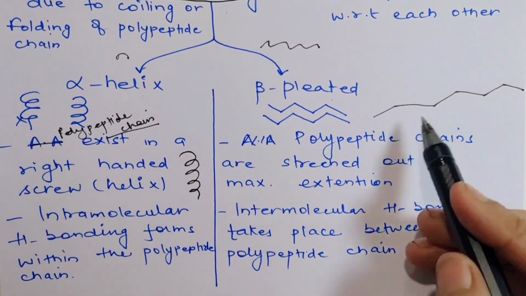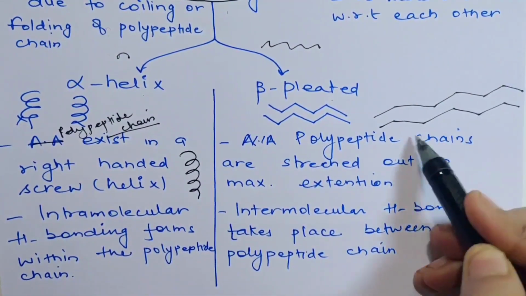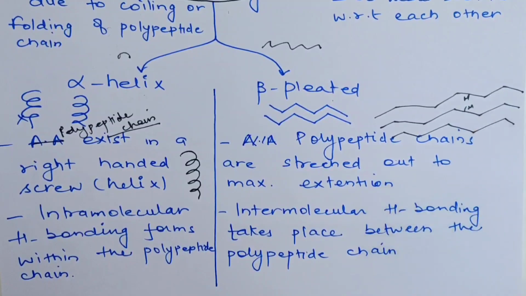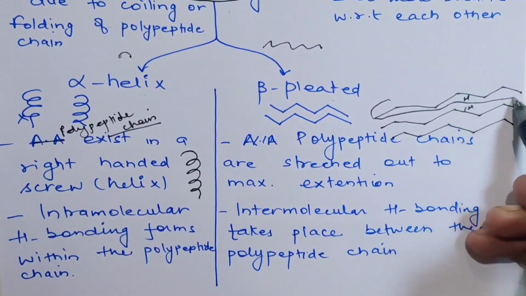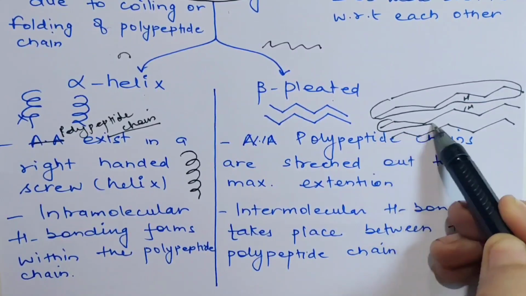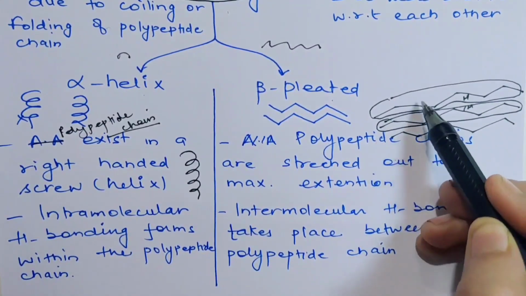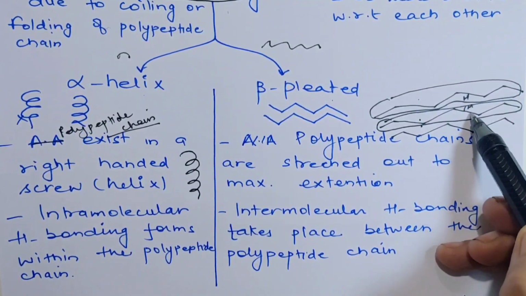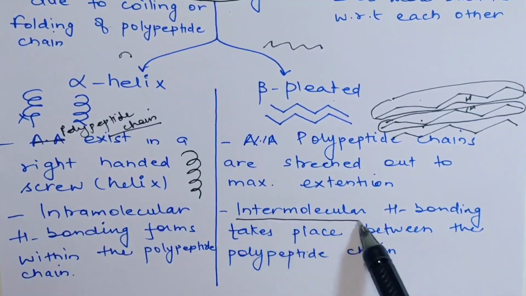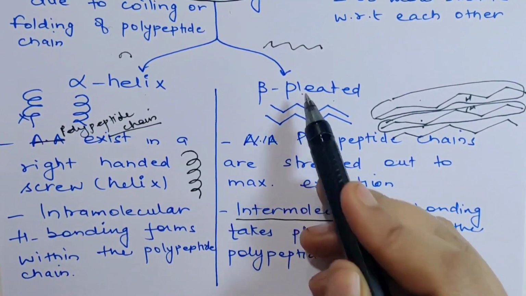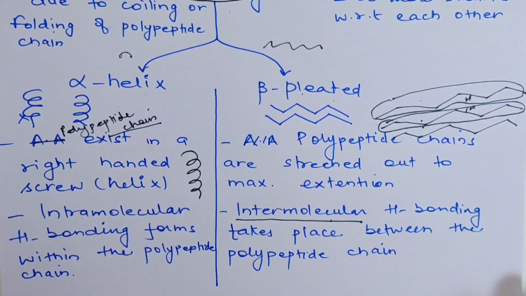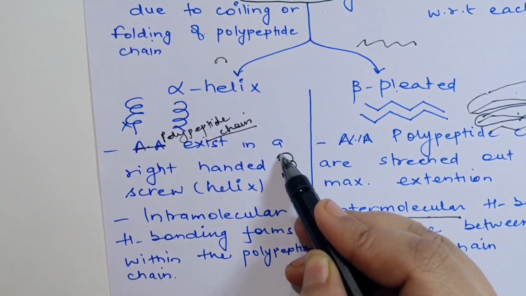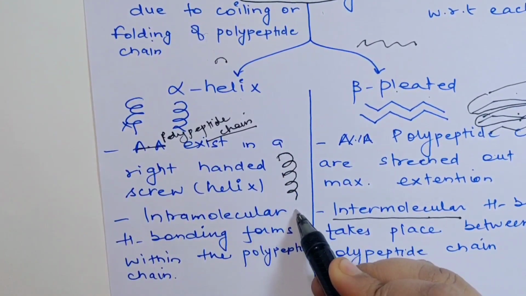And then here, there are many beta pleated polypeptide chains where there is intermolecular hydrogen bonding. Intermolecular because this is one molecule, one polypeptide chain, and this is the other polypeptide chain. So there are two different molecules, and if hydrogen bonding is taking place between these two different molecules, it would be termed intermolecular hydrogen bonding. So in beta pleated structure, intermolecular hydrogen bonding takes place, whereas in alpha helix, the hydrogen bonding takes place between the amino acids within the polypeptide chain.